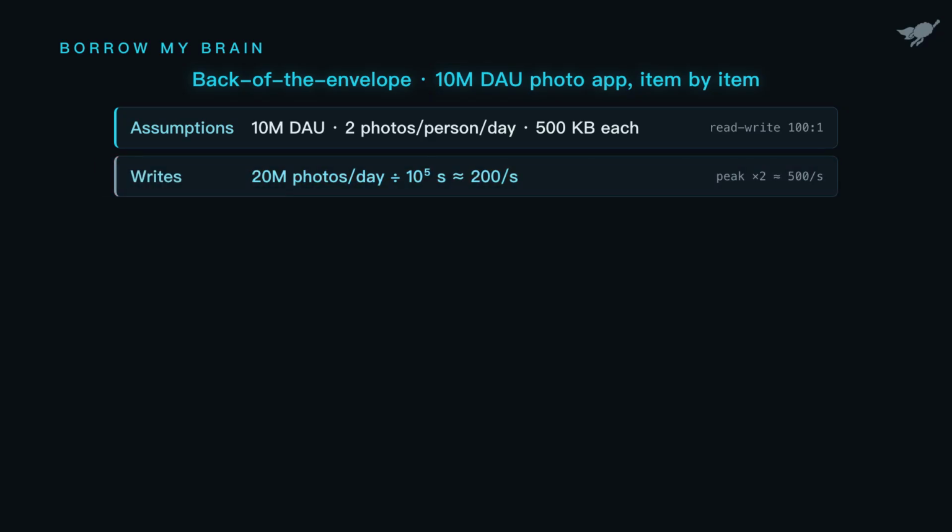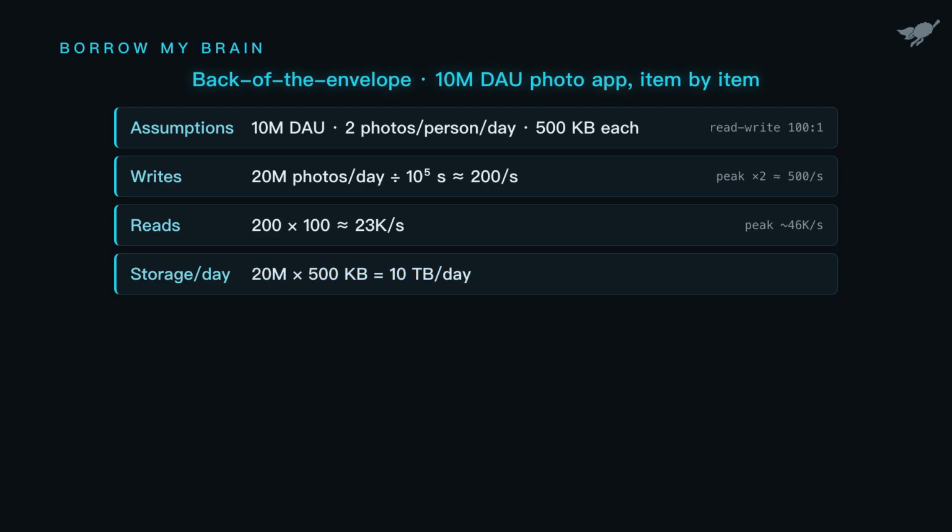Each photo is 500 KB after compression. For viewing versus posting, assume a 100-to-1 read-write ratio. Write the assumptions down on paper. If they're wrong, you go back and change the assumptions. That's the rule with envelope math.